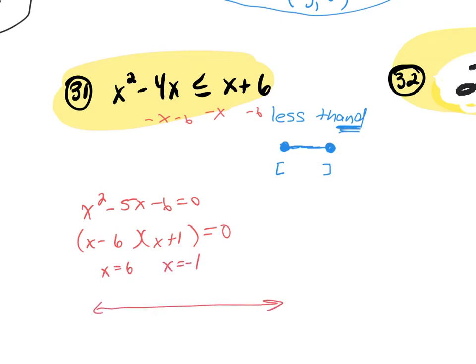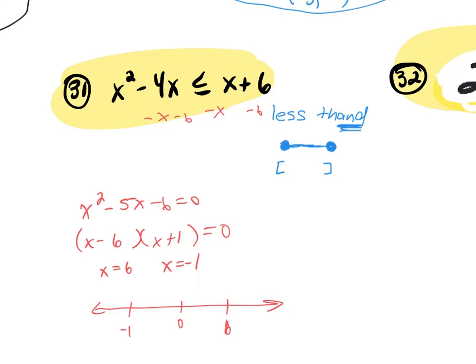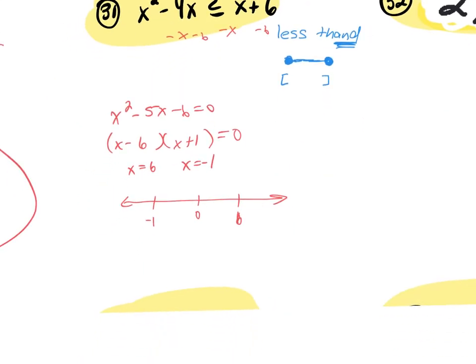So when I graph this, I have a point here, negative 1. I always have to have 0, and I have 6. And we said at the beginning, we were going to have closed dots, right? So close your dots up. And since it's less than, you're going to color here in the middle. And you have to check just to make sure you colored in the right spot. Always pick 0. 0 is the easiest one to do.